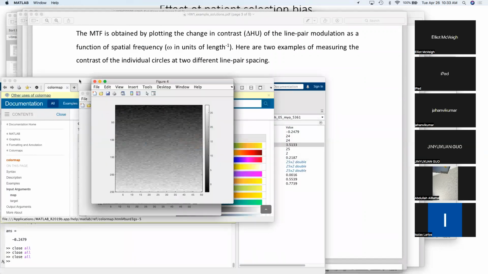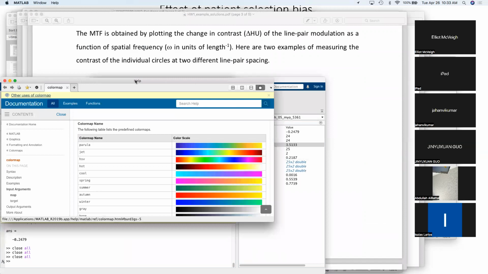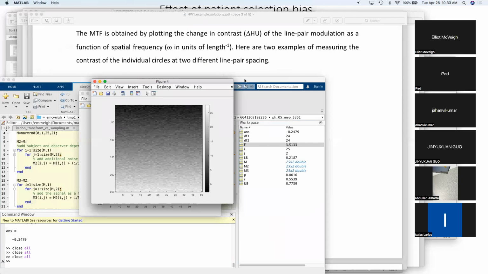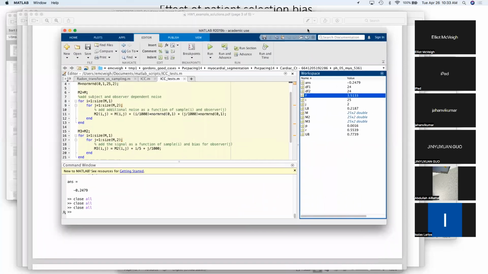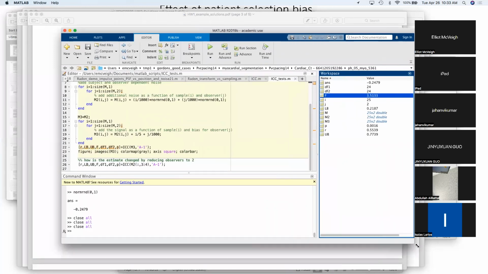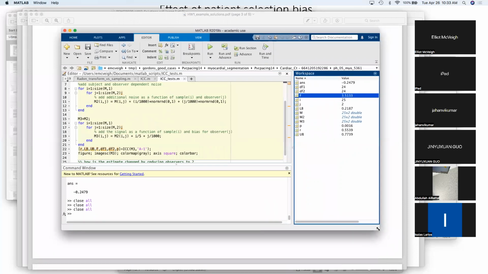So let's do that. I wrote up a little thing. You guys are probably much better at MATLAB than myself. Okay. Does that get bigger? No, it doesn't really get bigger. Okay. Can you read this okay?